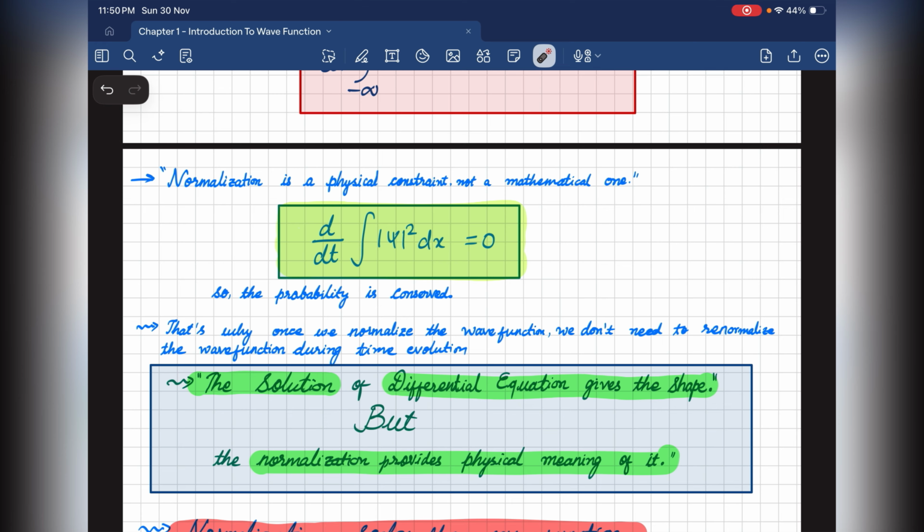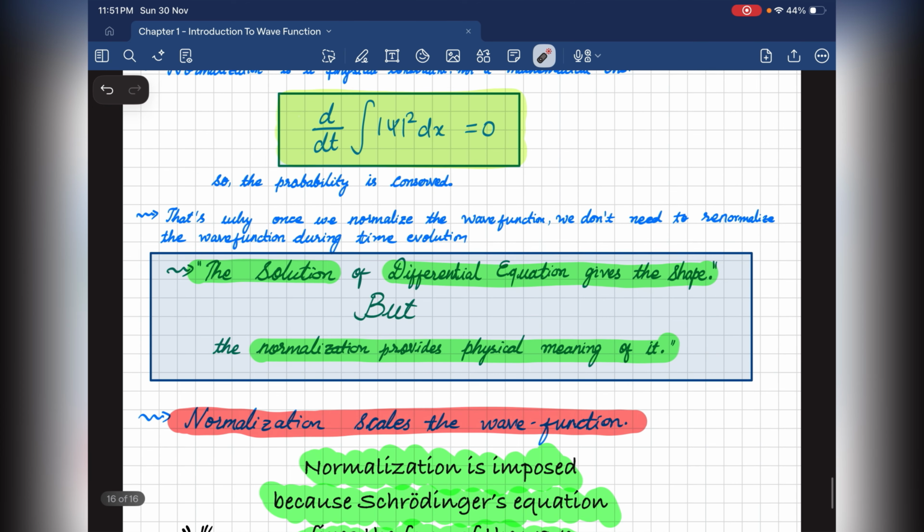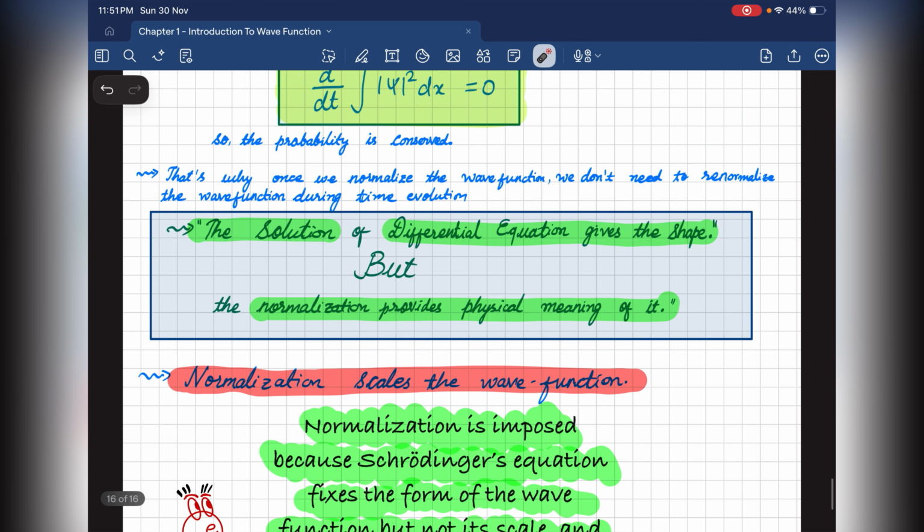So many students ask, why are we adding an extra condition to the Schrödinger equation? Isn't that cheating? But it's not extra. It's the bridge between math and physics. Normalization is a physical constraint. The Schrödinger equation gives you infinitely many possible solutions, but normalization picks out the one that represents your particle.